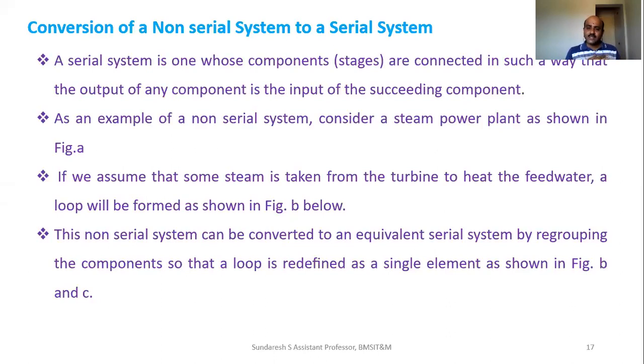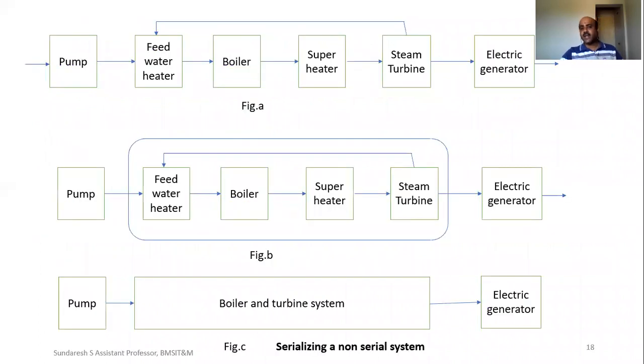Okay. So now let us take one simple example, which is in the form of a steam power plant. Okay. So let us discuss what the main elements of a steam power plant are, and how initially it is non-serial, and how we can convert that into a serial system, so that we can apply dynamic programming for such a problem. Okay. So let us take the example of a steam power plant, which is shown in figure A. See, this is figure A.